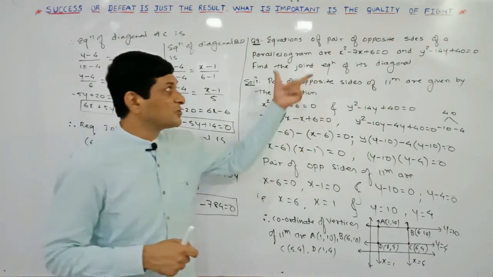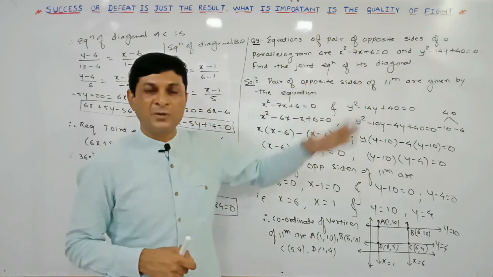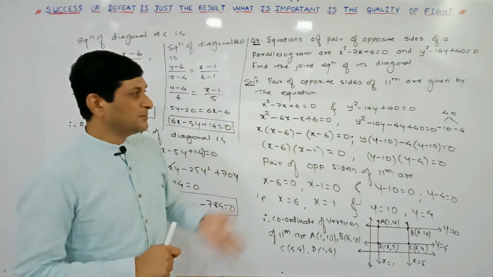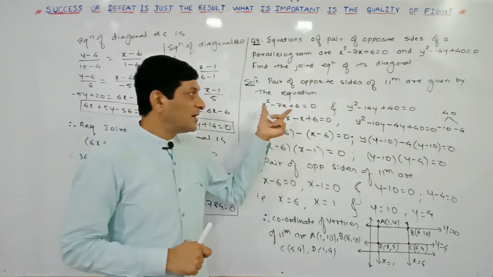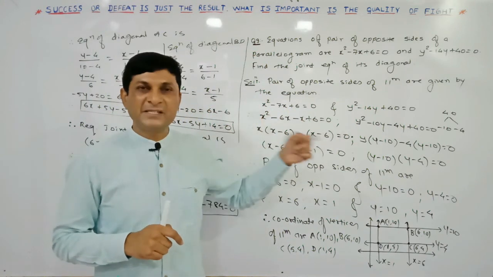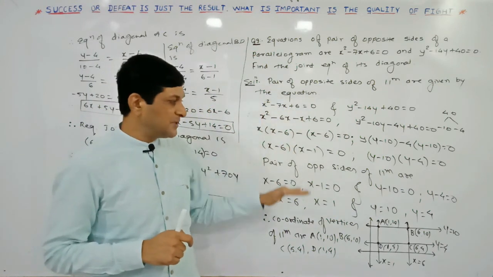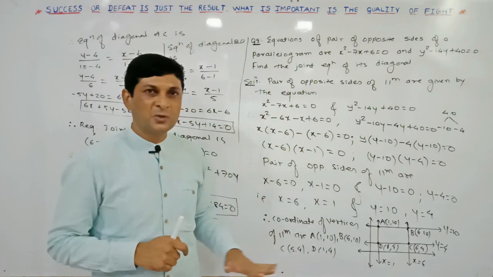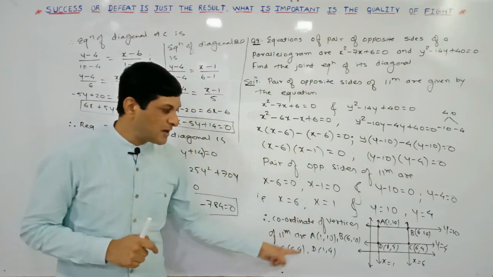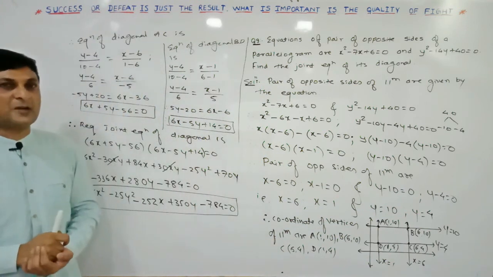is nothing but what? Joint equation of the pair of diagonals, joint equation of diagonals of this parallelogram. Hope the method is clear to you. Opposite sides of the parallelogram are represented by this equation. Solving this equation, we have got opposite sides of a parallelogram. Once the opposite sides are known to us, using that we have got coordinates of vertices of the parallelogram.